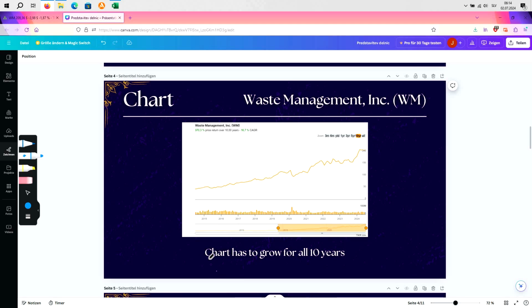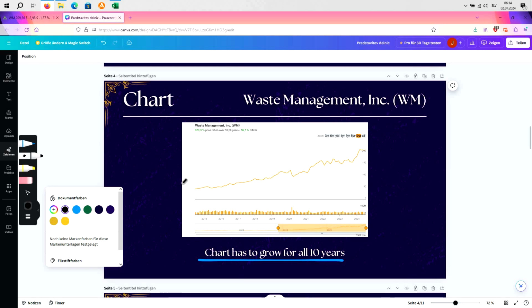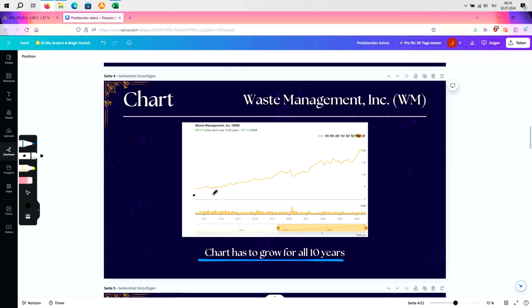Now, we will begin with the chart, okay? And for chart, we have here a little instruction that tells us chart has to grow for all 10 years that we analyze. Now, what exactly does that mean? That means that first of all, I will draw a little exponential growth line, kind of like this. And then we are going to compare the actual stock price, which is this orange line, with that black line. And preferably, they should follow each other.